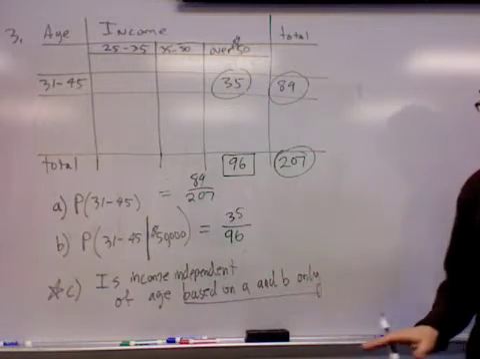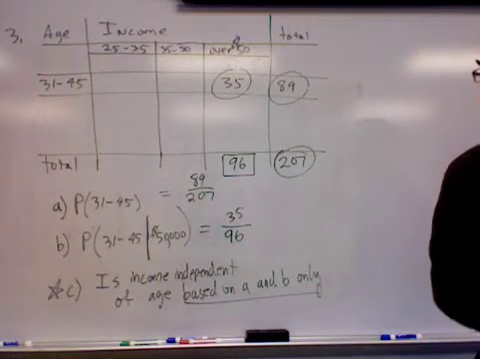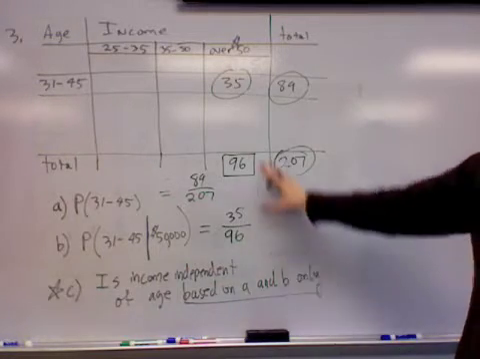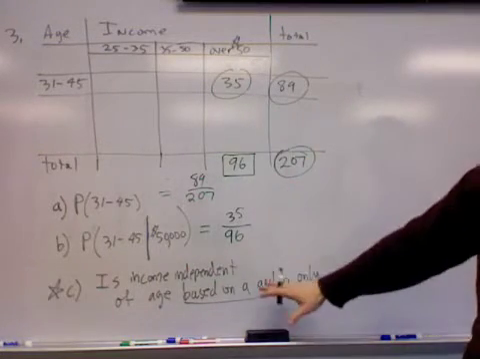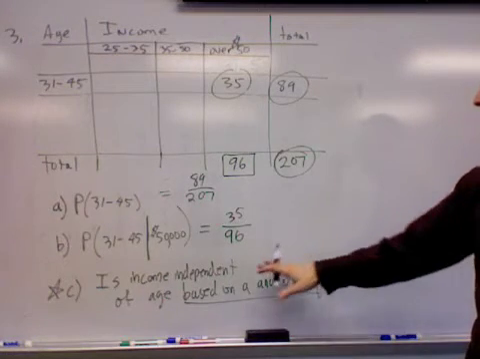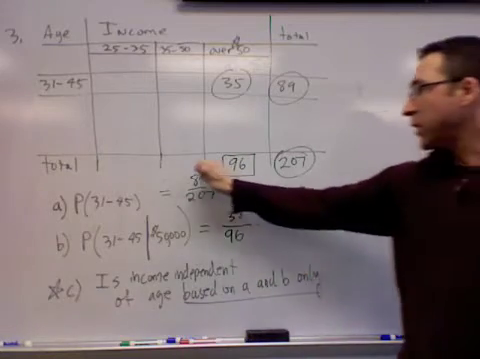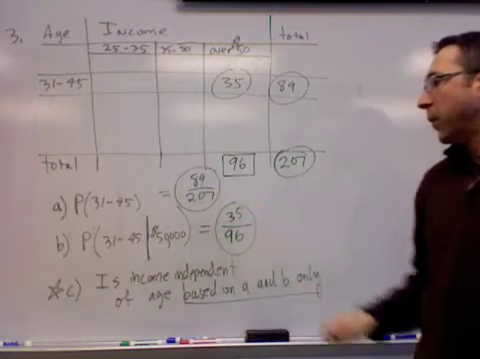Now comes the tricky part of the question. Question C. Is income independent of age based solely on the answers above? There's a few different ways to prove independence. What they want you to actually do here is look at these two fractions and compare them.